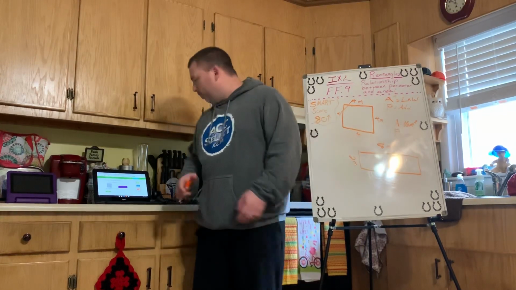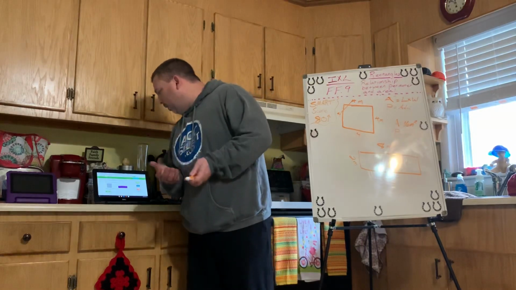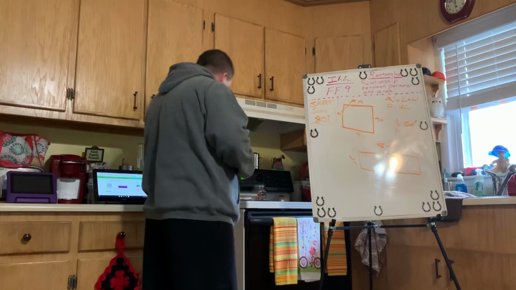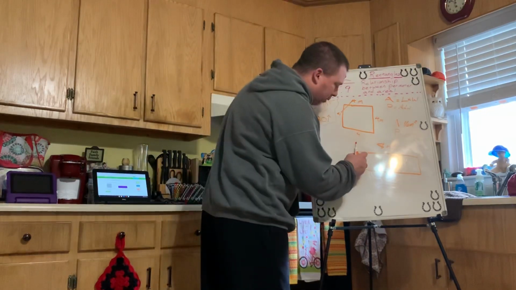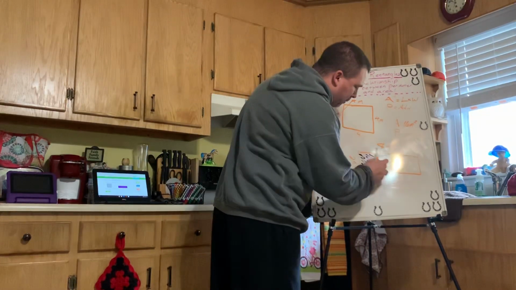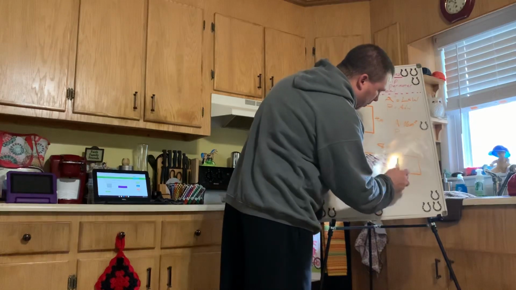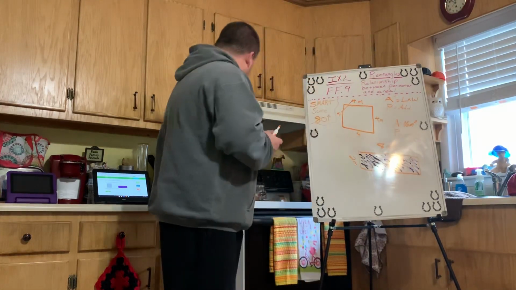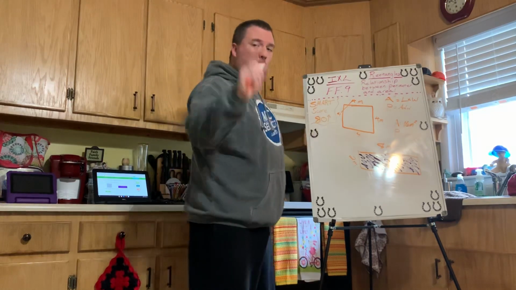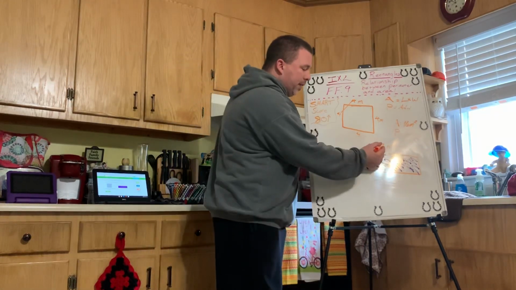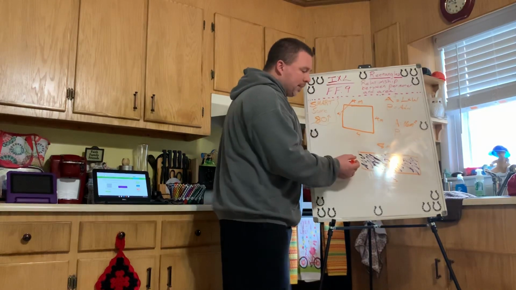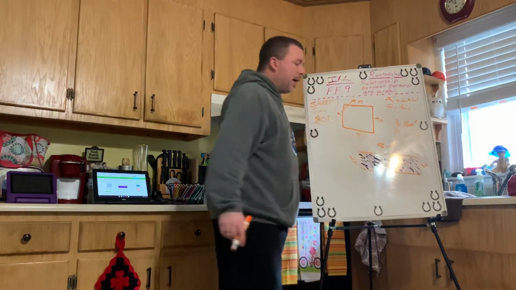Now it says, what is the perimeter of the purple rectangle? Of course, I did it in orange. I can grab a purple marker here. We can make this look pretty. Of course, the truth is, the color means nothing. We're looking for perimeter. If this side is 8, then this side is 8. If this side is 2, then this side is 2.